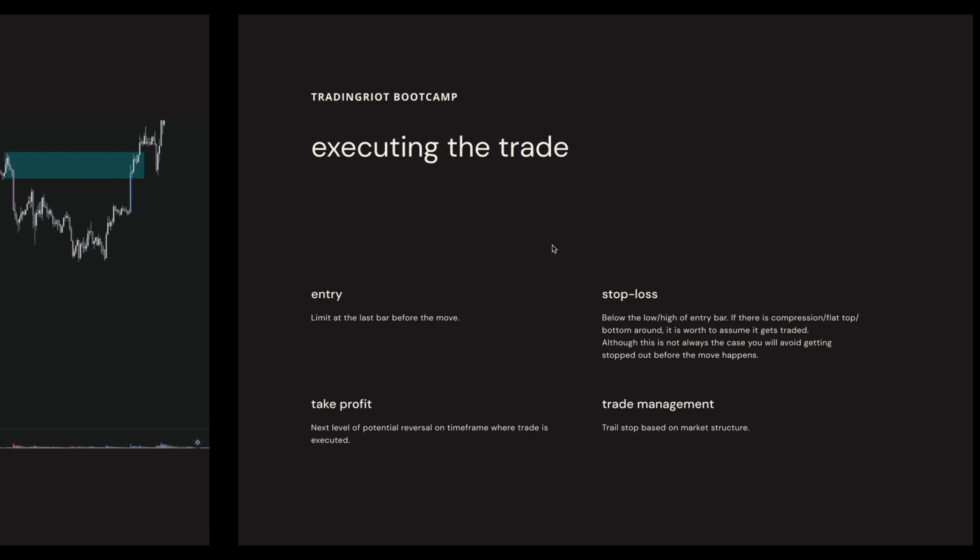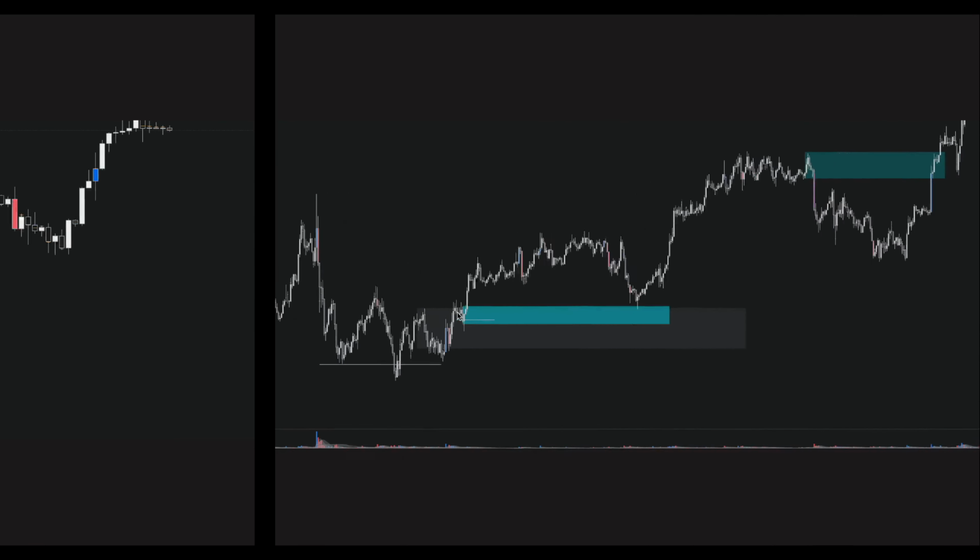This is not always the case, but you will avoid getting stopped out and then seeing the market go your direction, which always sucks. So you want to observe these things and how the market is behaving around them. The take profit is the next level of potential reversal on the time frame the trade is executed. This is the same for a failed swing.